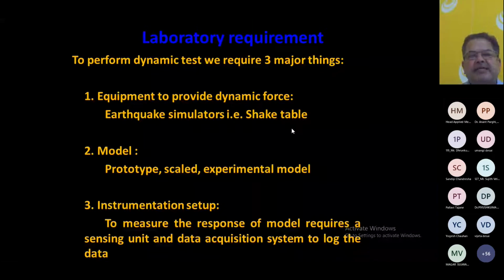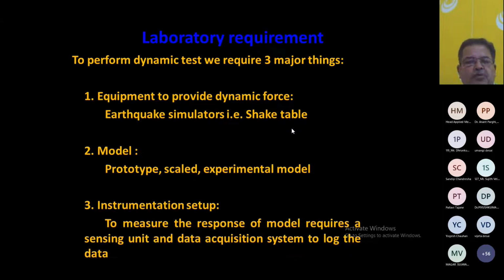So to perform a dynamic test, we require three major things. The first is the equipment to provide the dynamic force, because if we want to study the behavior of our structure under earthquake force, then earthquake is needed. So we need an earthquake simulator in the lab, and it is known as a shake table. It is shake table. Second, you want a prototype, scale, or experimental model.